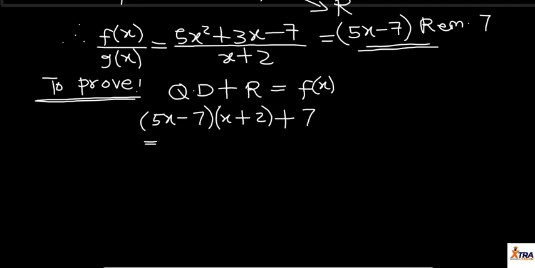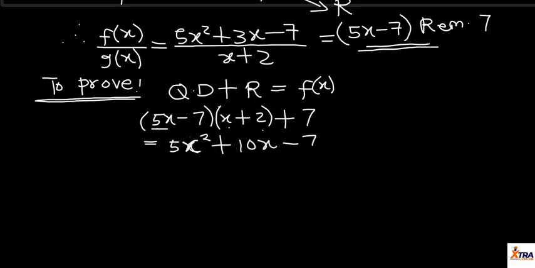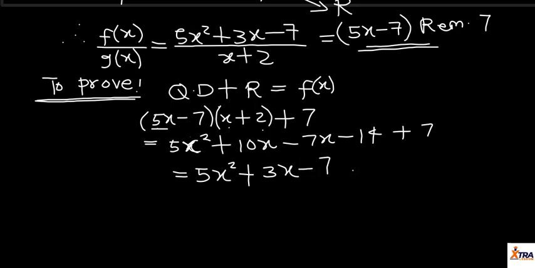So what do we have here? Multiplying this, as we have done for multiplication of polynomials, we multiply this by everything here. So 5x times x, we have 5x squared. 5x times 2, we have plus 10x. Minus 7 times x, we have minus 7x. Minus 7 times 2, we have minus 14, then plus 7. By simplifying, we have 5x squared plus 10x minus 7x, that gives us 3x. 7 minus 14 gives us minus 7. And this brings us back to our f of x. So we have proven this.